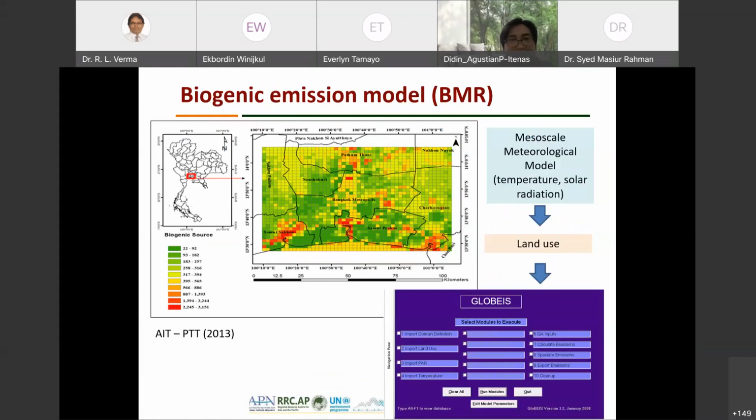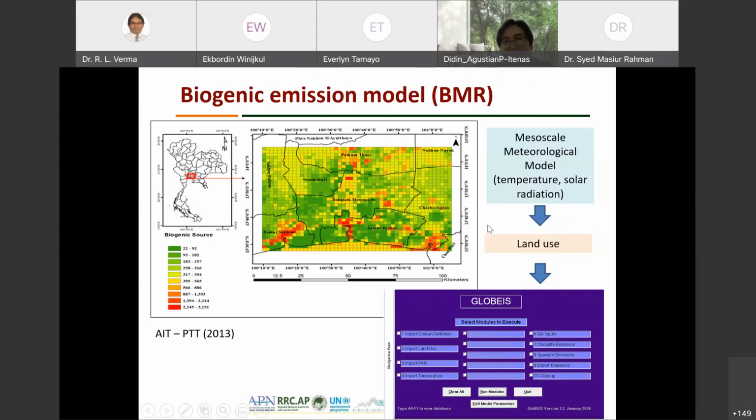As I have mentioned earlier, this is one example of the tools, named GloBase. I think Dr. Ekbordin also mentioned we have several tools to estimate biogenic emission. And for global scale, they use the MEGAN model. And then this one may be more applicable for city level. So we just need to extract the meteorological parameters from the mesoscale meteorological model.